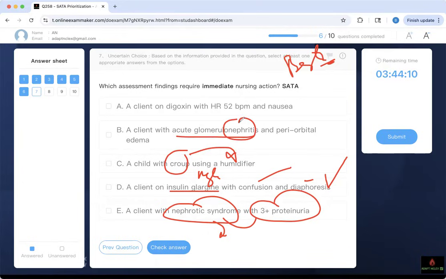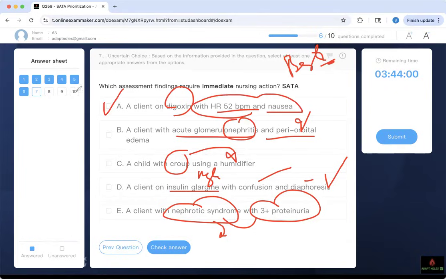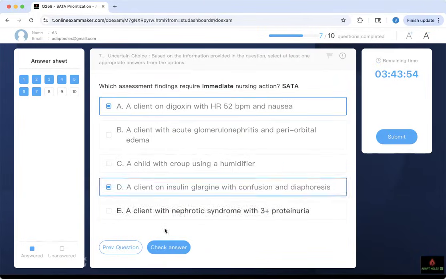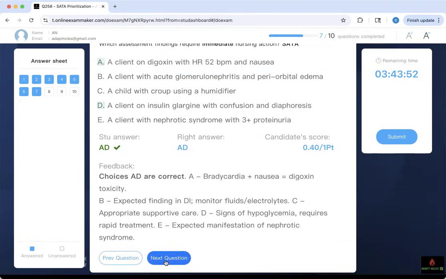Glomerulonephritis, injury to your kidney, you lose protein, you have periorbital edema. Digoxin, GI symptoms, and bradycardia, bad problem. Both together are a bad combination. It tells you we have toxicity. These are the two patients we have to see.